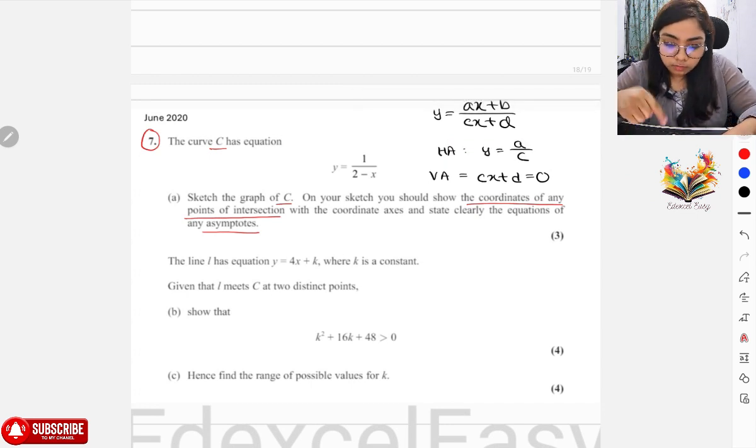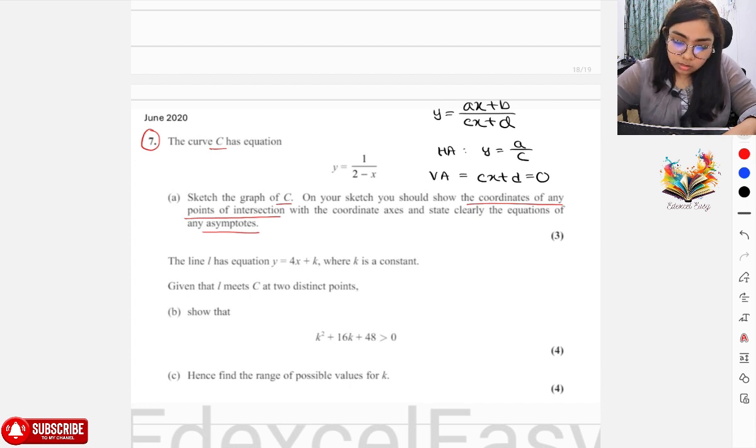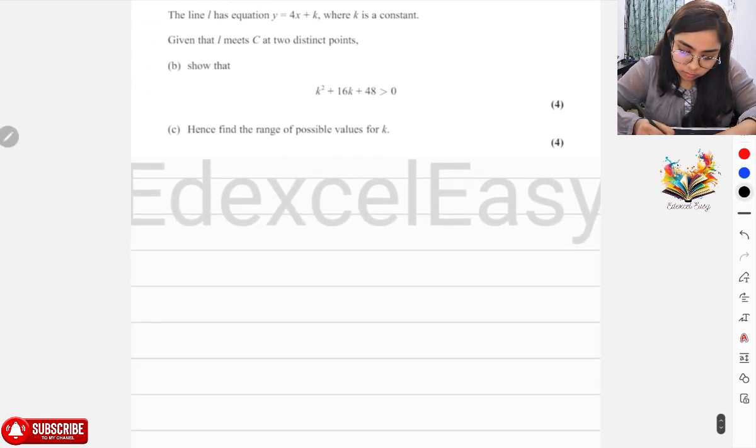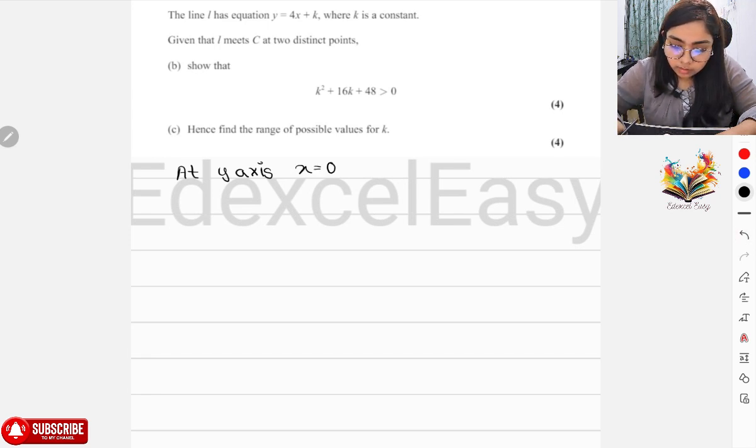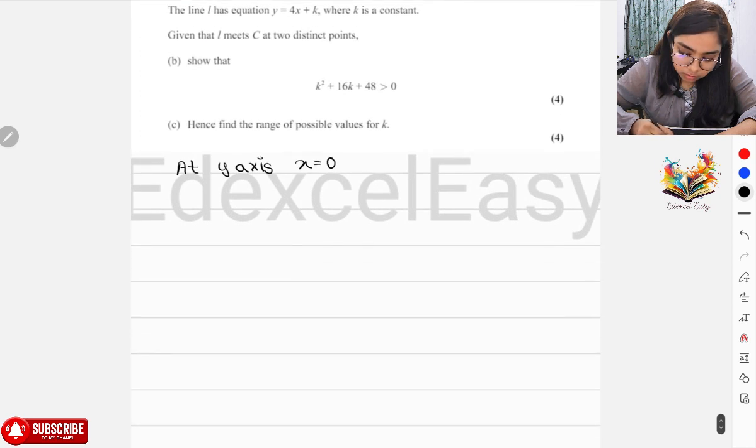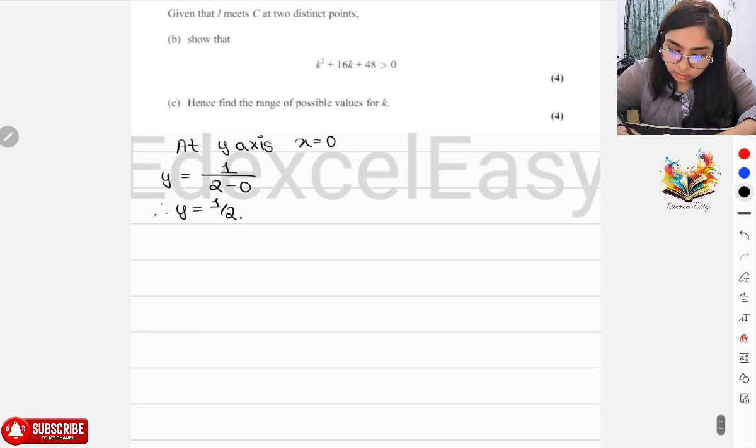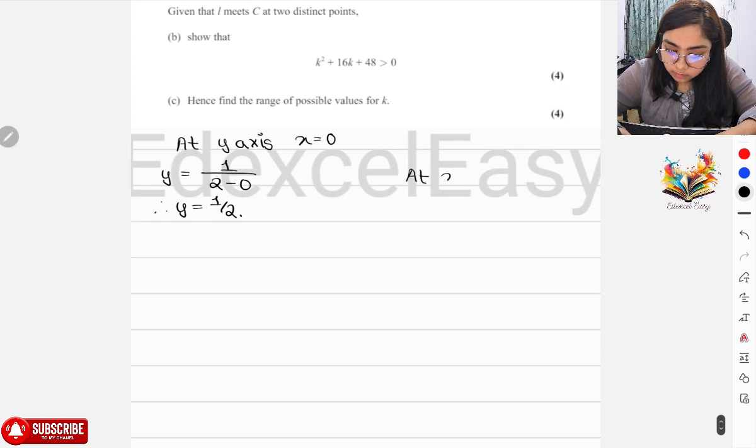Before that, we still need to find out the coordinates, like if this graph is going to intersect with the y or x axis. First, at the y-axis, the value for x is 0, so x becomes 0. In that case, you have y = 1 divided by 2 minus 0, which is eventually just y = half.